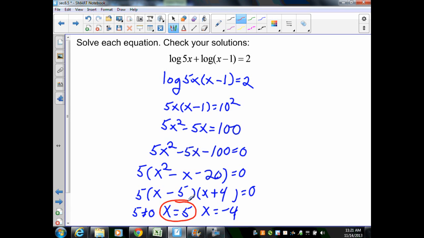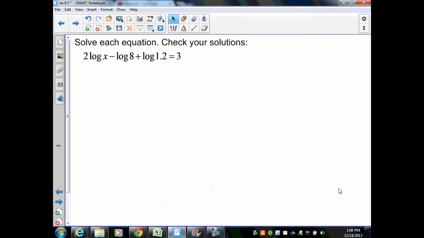5 will work out, and that will look like the log of 5 times 5 is 25, plus the log of 5 minus 1 is 4. Using my calculator, I'm going to get a value of 2. Therefore, it works. When I substitute in a negative 4, I'm going to get an error. Therefore, this won't work.